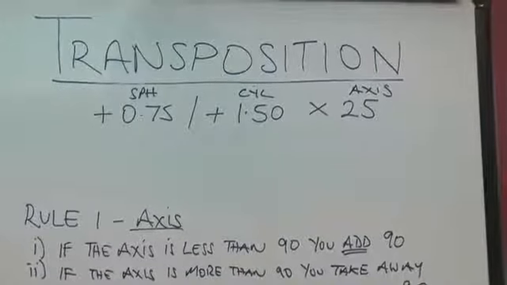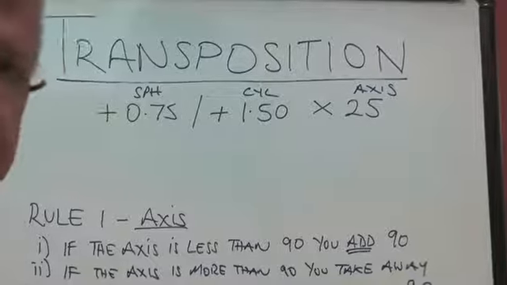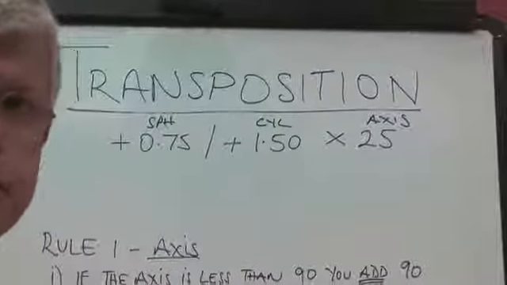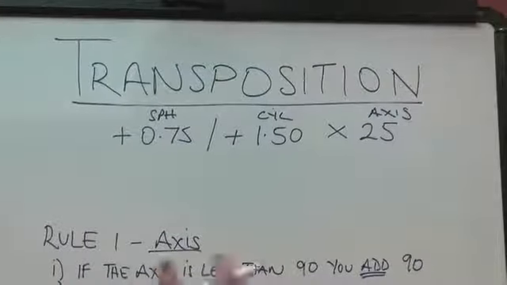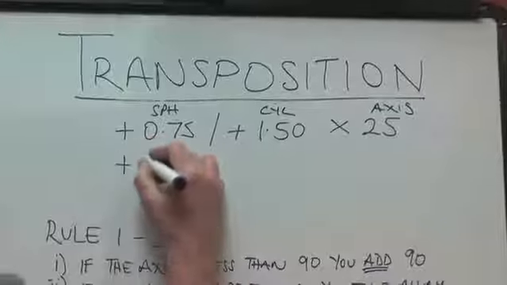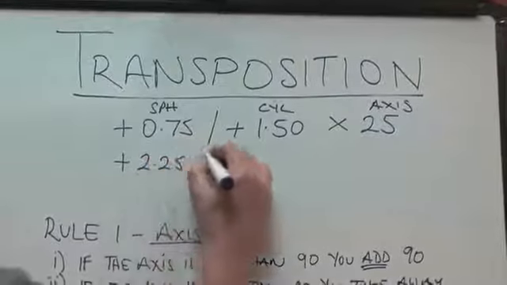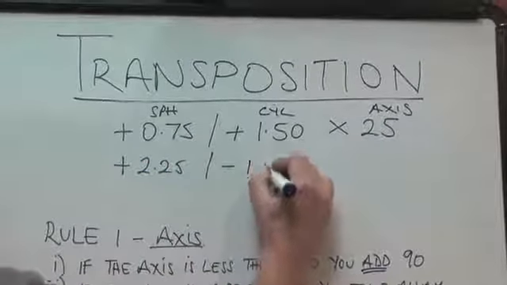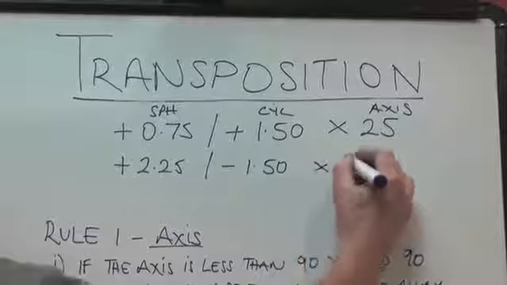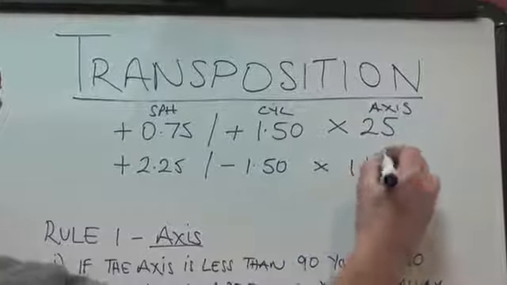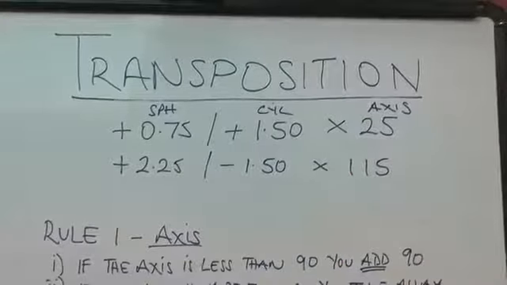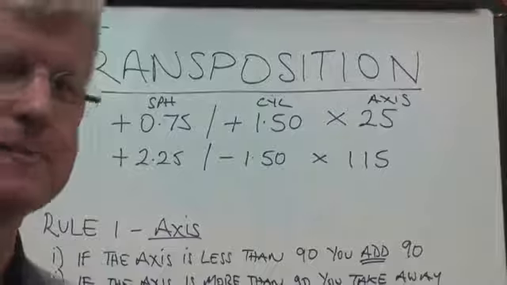Now, if you want to transpose that and write it in its other form, you'll end up with +2.25 -1.50 axis 115. And I'm going to just now explain how you do it.